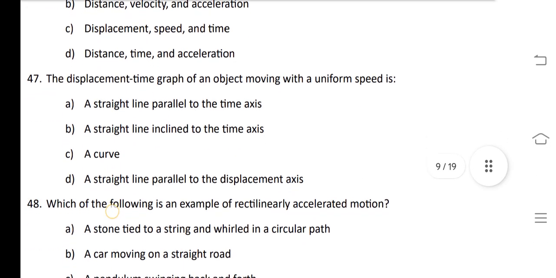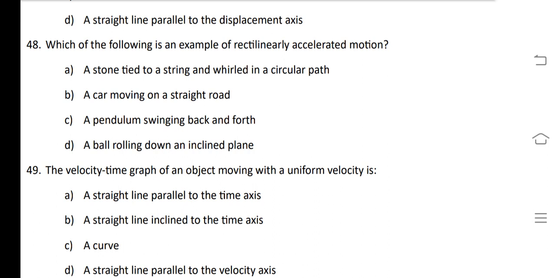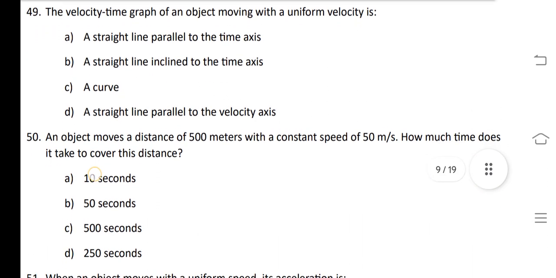Next question, displacement time graph of an object moving with uniform speed. Object is moving with a uniform speed, and we are asked about displacement time graph. So graph will be a straight line inclined to the time axis. Our next question is also repeated. Move on to next question. Velocity time graph of an object moving with uniform velocity is straight line parallel to time axis. Option number A is correct.